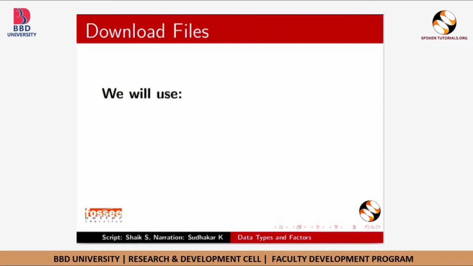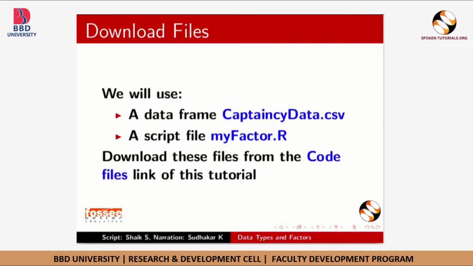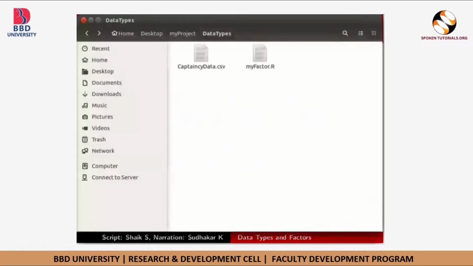For this tutorial, we will use a data frame captaincy-data.csv and a script file myfactor.r. Please download these files from the code files link of this tutorial. I have downloaded and moved these files to data types folder. This folder is located in my project folder on my desktop. I have also set this folder as my working directory.